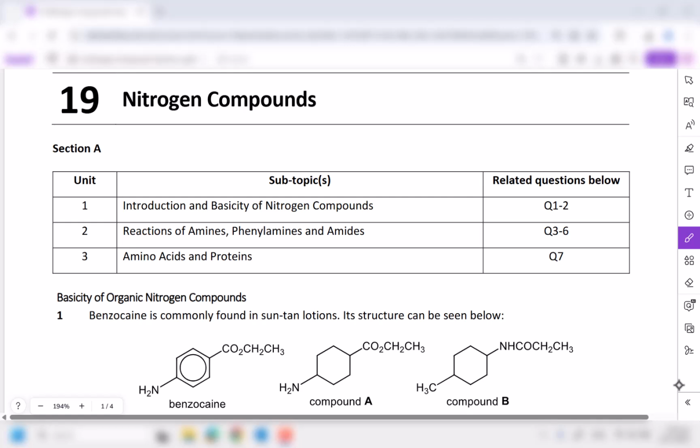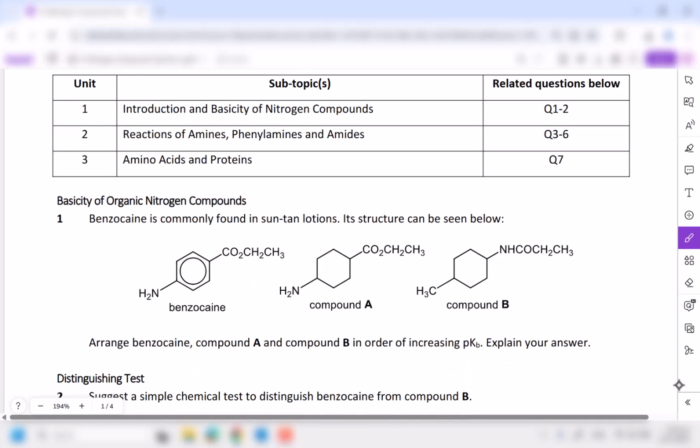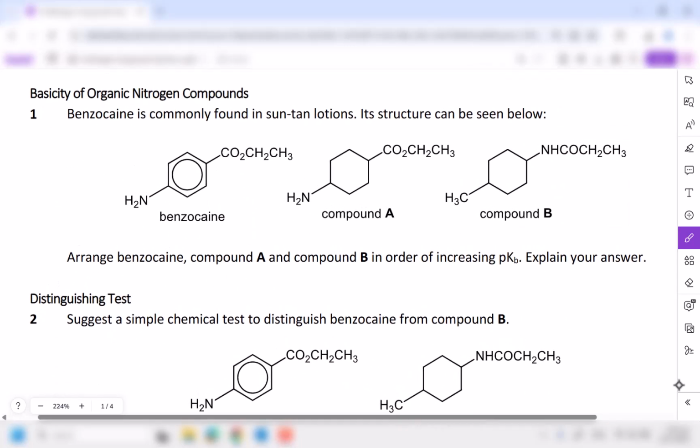Alright, students, we will be reviewing the topical practice section A for chapter 19 on nitrogen compounds. For question 1, we are focusing on the basicity of organic nitrogen compounds. You were told that benzocaine has this phenylamine part as a structural feature. It's commonly found in suntan lotions. Its structure is shown below.